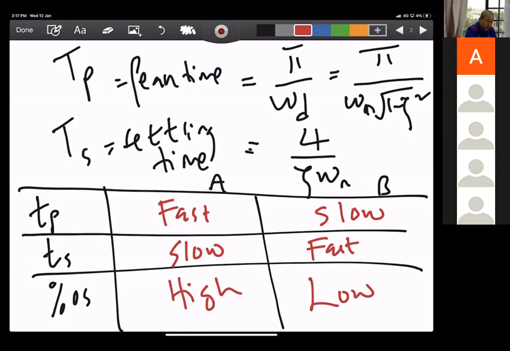So in this case, B is out of discussion.